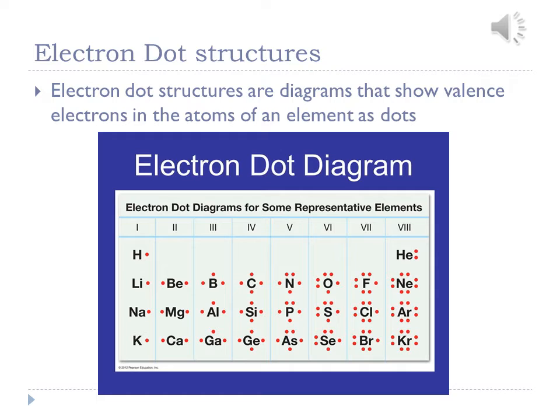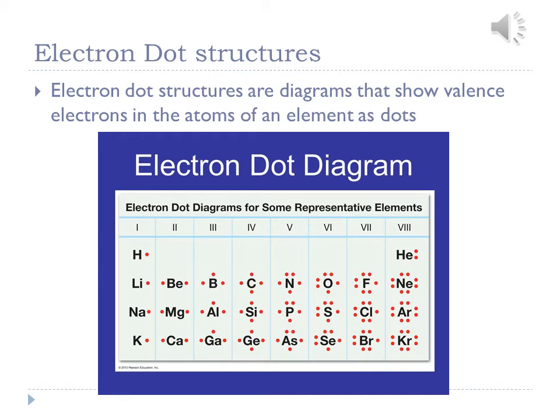Electron dot structures. Electron dot structures are diagrams that show valence electrons in the atoms of an element as dots. Please look at the figure below. It shows the electron dot diagrams for some representative elements. Let's start with group 1. Group 1 elements have one valence electron, so it is represented as one dot, like hydrogen, lithium, sodium, potassium. Group 2A, two valence electrons, so you can see two dots, like beryllium, magnesium, and calcium.